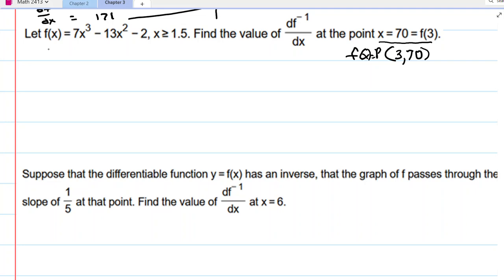So we're going to do f prime of x is 21x squared minus 26x plus 0. Now we want it for the 3, f prime of 3.